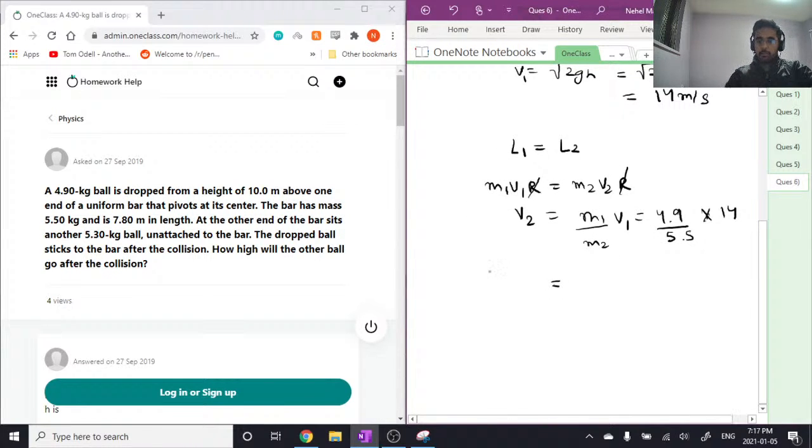Okay, so this becomes equal to 4.9 times 14 divided by 5.5, which is 12.47. Which is the velocity of the second block. It's important to know that we were able to use this conservation principle because it says that the first block, when it fell down, got stuck to the bar. Otherwise, we wouldn't have been able to use the principle.